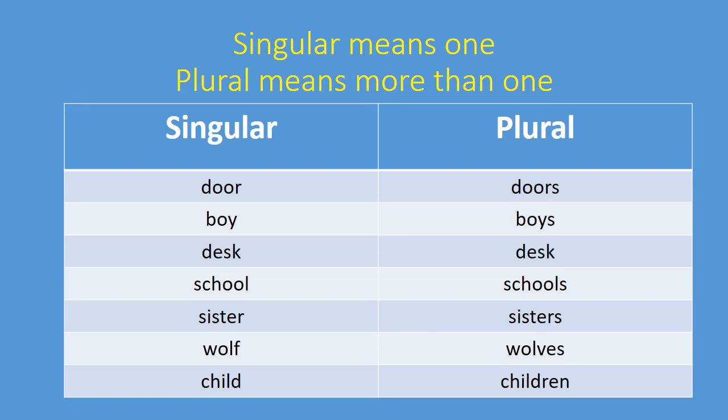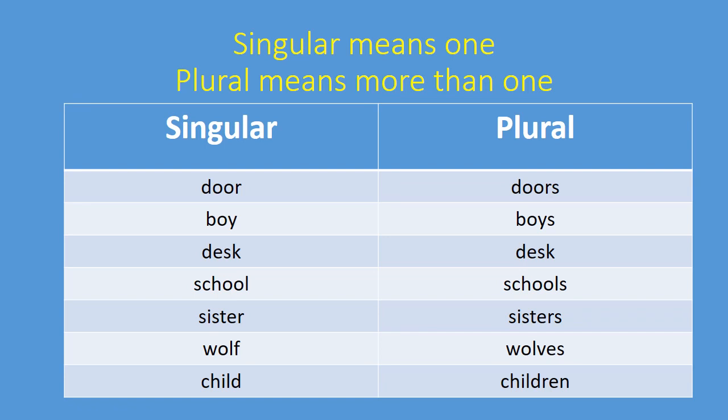So singular door, plural doors. Singular boy, plural boys, and so on. But you'll notice here that child, the plural for child is not childs, it's children. So just bear that in mind when you are adding your apostrophe.